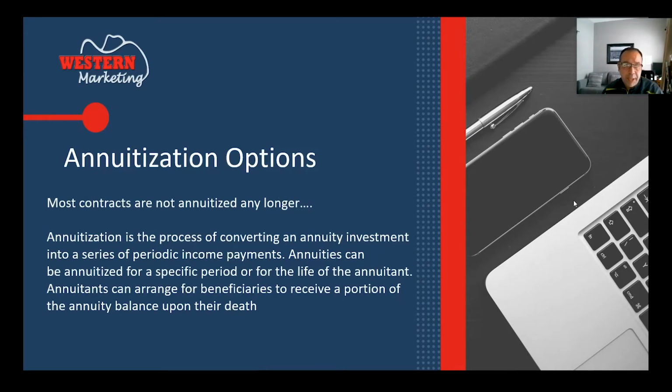Now, annuitization, not so typical anymore, but annuitization is the process of converting an annuity or investment into a series of periodic income payments. Annuities can be annuitized for a specified period of time or for the life of the annuitant. Annuitants can arrange for beneficiaries to receive a portion of the annuity balance on their death as well.